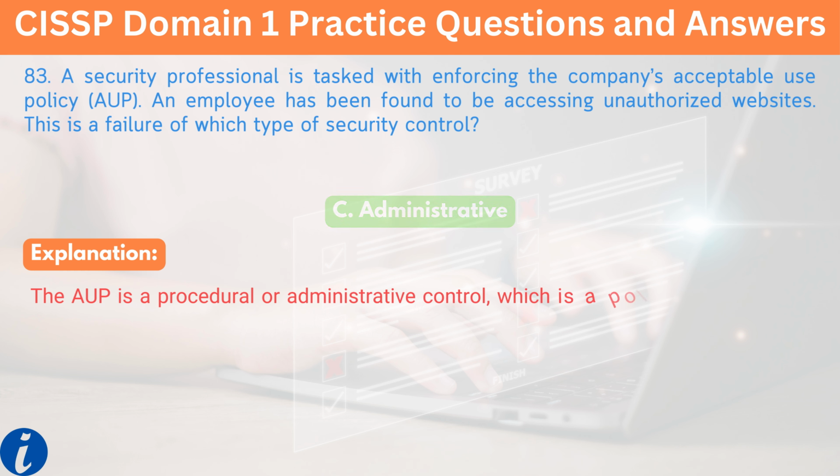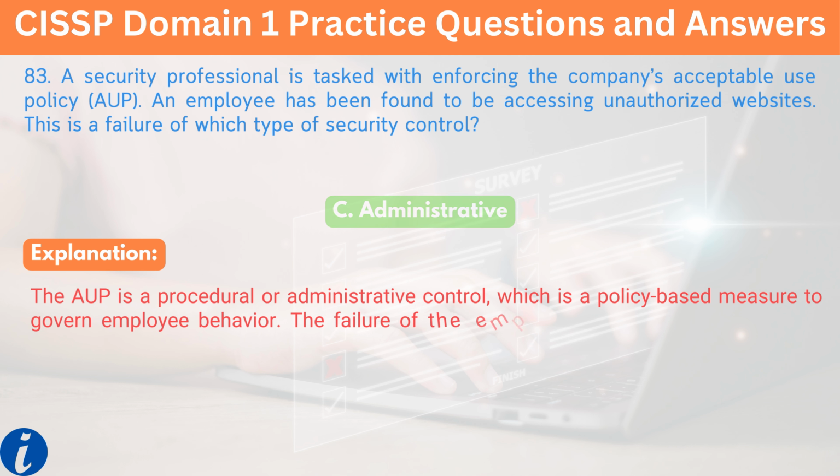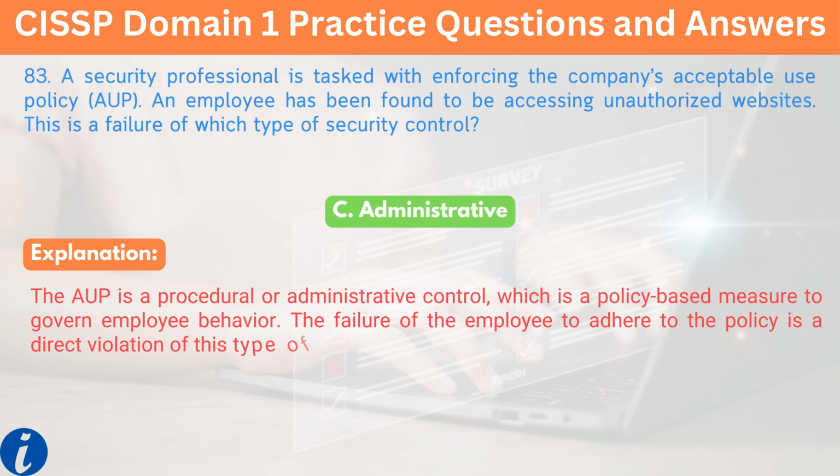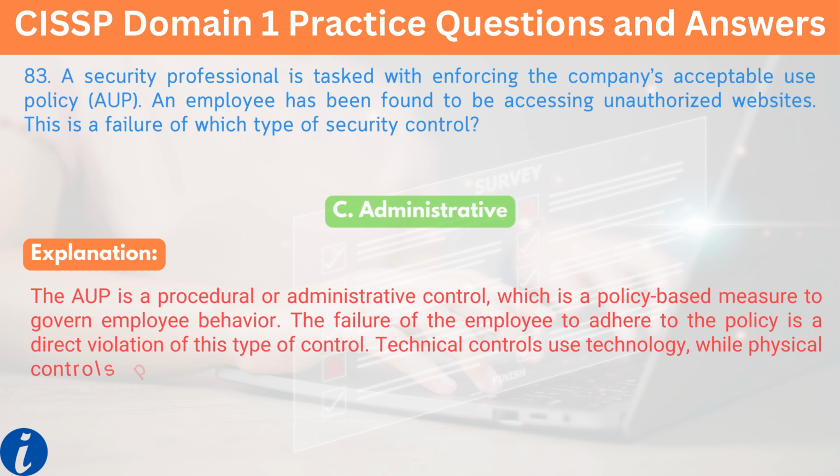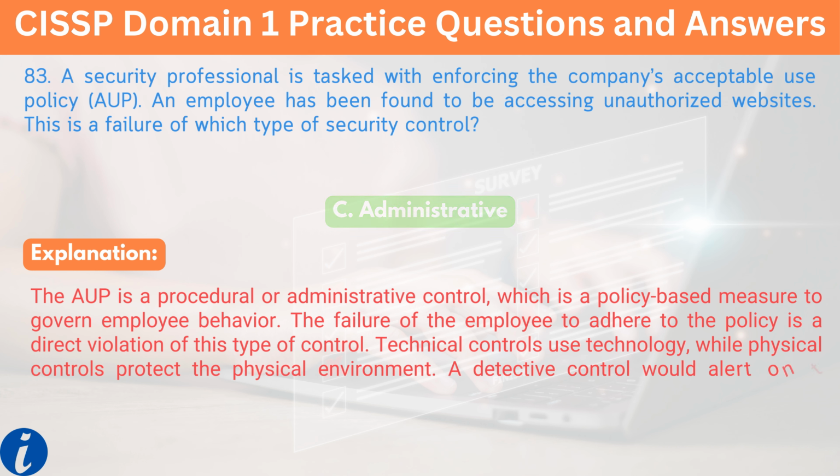Administrative. Explanation. The AUP is a procedural or administrative control, which is a policy-based measure to govern employee behavior. The failure of the employee to adhere to the policy is a direct violation of this type of control. Technical controls use technology, while physical controls protect the physical environment. A detective control would alert on the unauthorized activity.